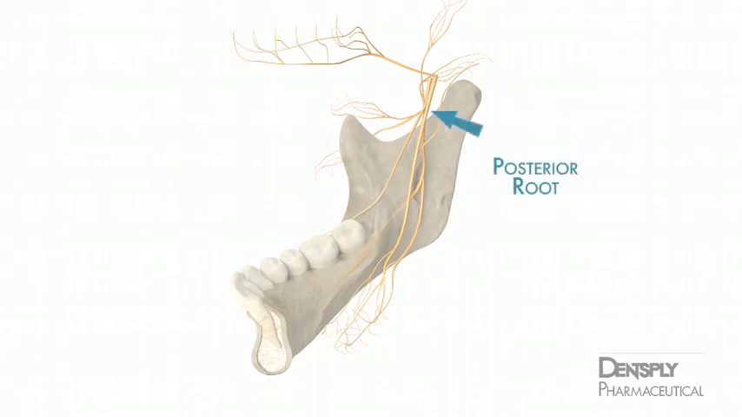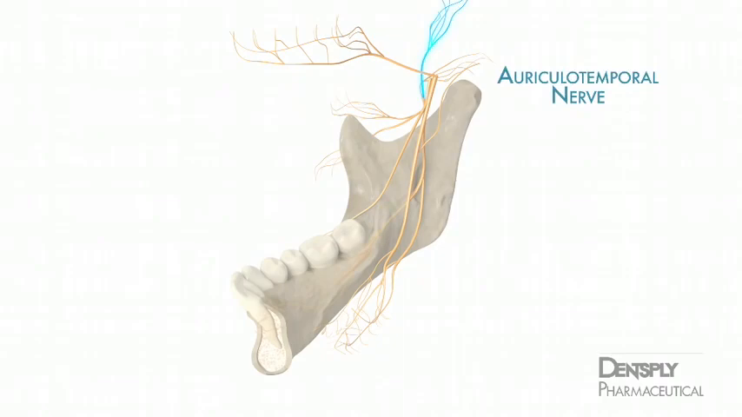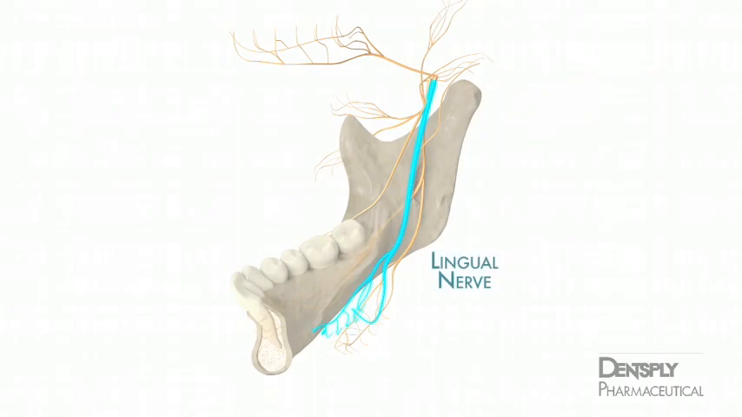The posterior root of the mandibular nerve is predominantly sensory, although it does provide motor innervation to the mylohyoid muscle and the anterior belly of the digastric muscle. As it descends, it divides into three branches. The auriculotemporal nerve supplies the skin of the temporal region of the head. The lingual nerve provides general sensation for all of the lingual gingiva and the mucosa of the floor of the mouth and anterior 2/3 of the tongue.